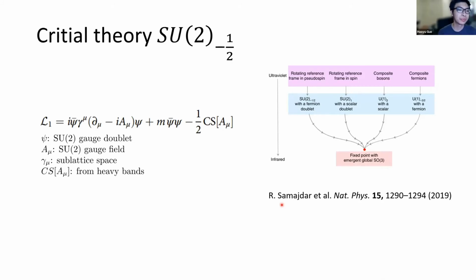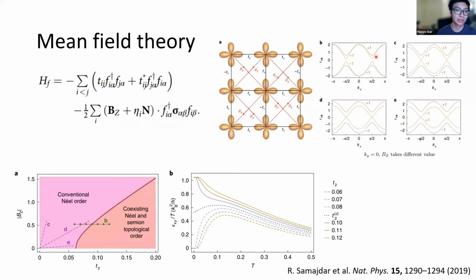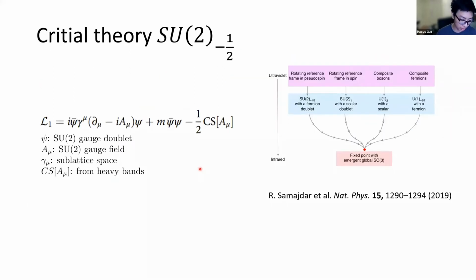Right, and here the critical theory of this phase transition, one version of this critical theory is the so-called SU(2) level minus one half theory. So it's a theory with a single SU(2) Dirac fermion, coupled to an SU(2) Chern-Simons field at the level minus one half. So here this level is minus one half. It comes from integrating out the heavy bands of the upper spinon band. And then, as we know, when we integrate out the Dirac fermion in 2+1D, the Chern-Simons level is not quantized. It's 1/2 or minus 1/2.